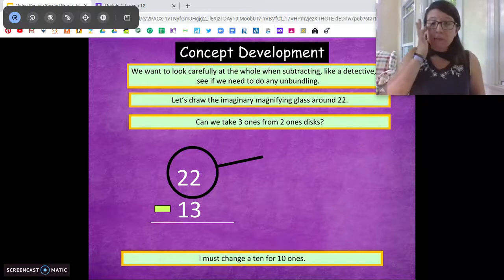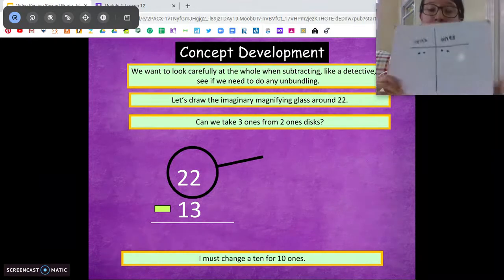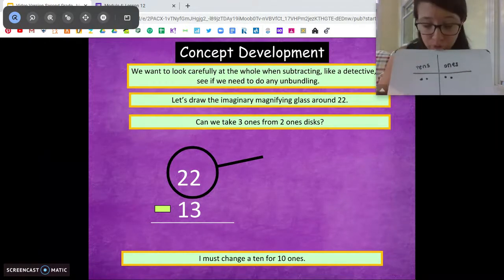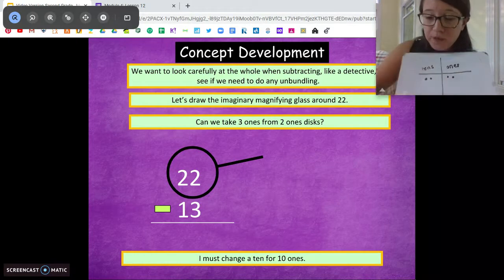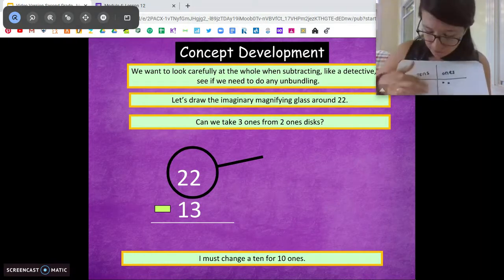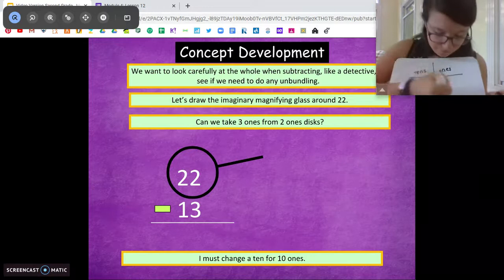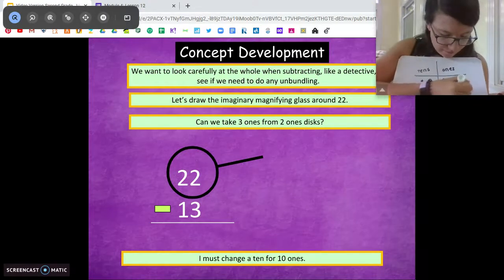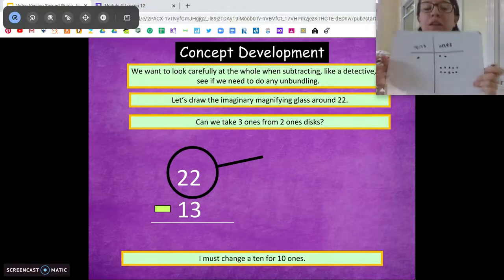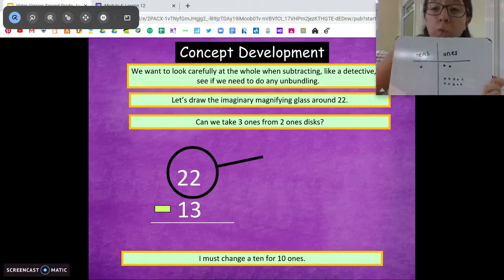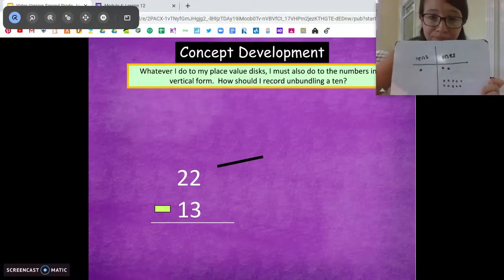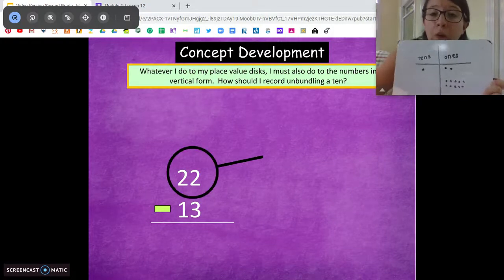Now, I'm going to show you on our place value chart what that looks like, and I'm going to show you how to do it in vertical form. So here's 22. When we do it on our place value chart, we take a 10 away, and we add 10 ones, right? So this is what it'll look like on our place value chart. When you do it in vertical form, you are going to record it like this.